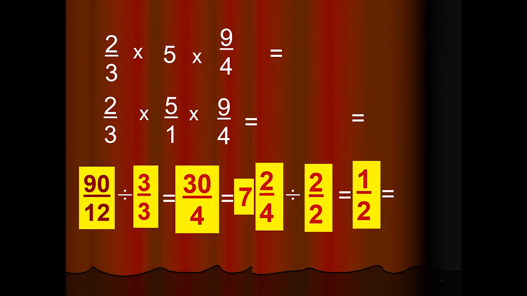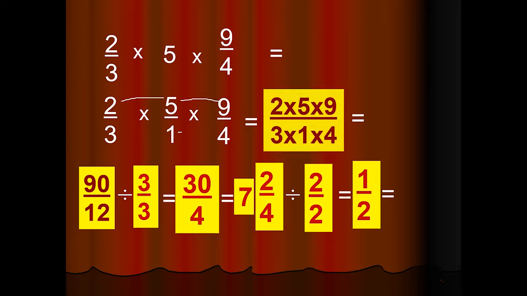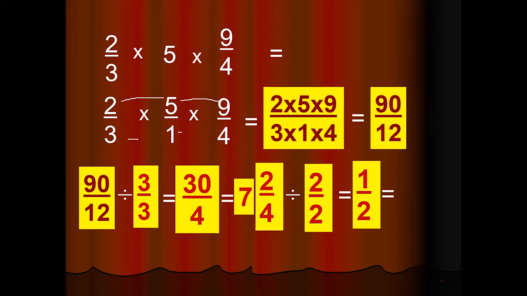Okay, the next thing that we need to do is to rename the whole number. We need to put a denominator of 1. So remember that a whole number always has a denominator of 1. So we now multiply 2, 5, and 9. 2 times 5 is 10, times 9 is 90. And also, we need to multiply the denominators: 3 times 1 and 1. 3 times 1 is 3 and 3 times 4 is 12.